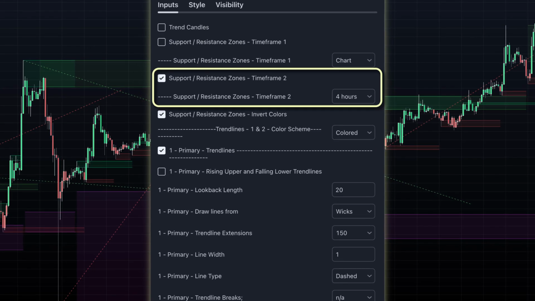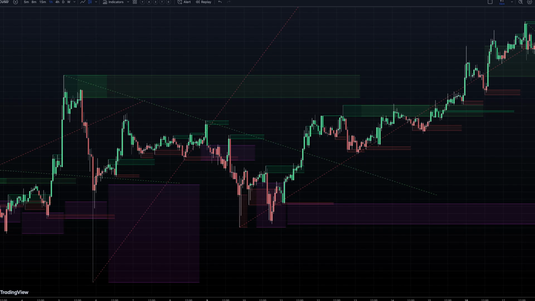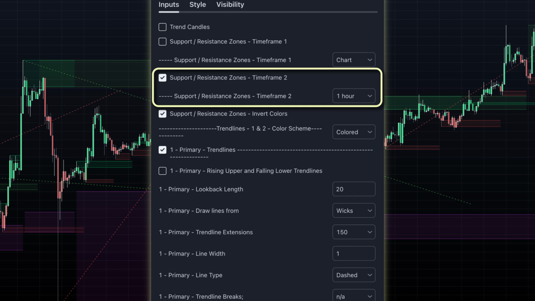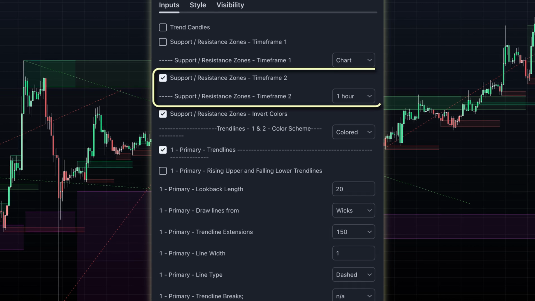To determine timeframe 2, set it to 3 or 4 times higher than your current chart resolution. In this case, we'll set it to 4 hours. This ratio works for any timeframe. For example, if you're trading on a 15-minute chart, set timeframe 2 to 1 hour.